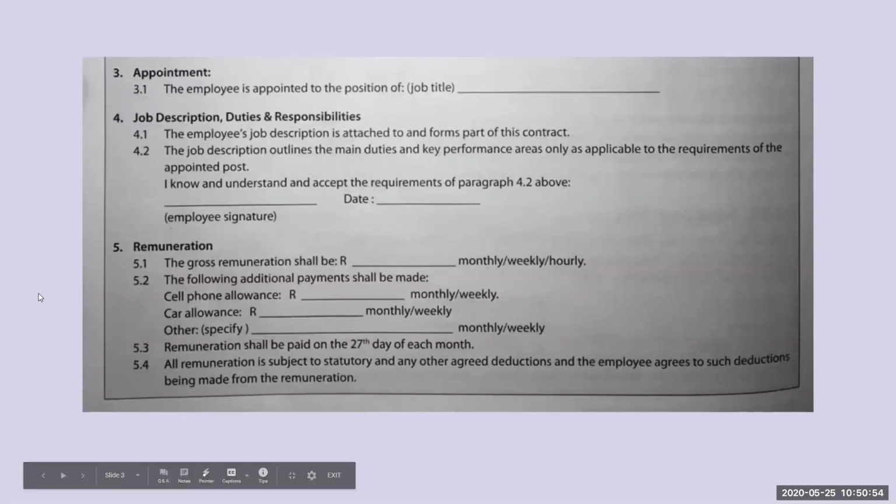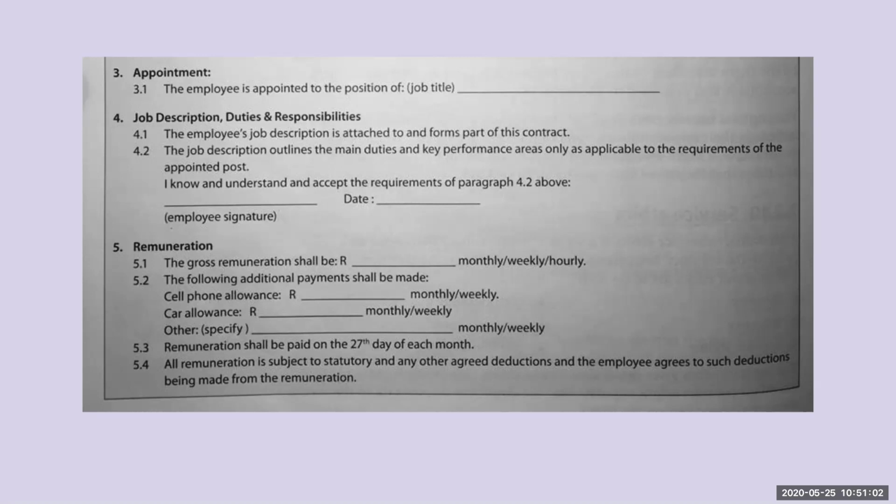Let's continue. Appointment. So this is now the job title. The employee is appointed to the position of, and here's where they will fill in something like air hostess, flight attendant, receptionist, whatever the job might be. Number 4, we have our job description, duties and responsibilities. In this specific contract, it is attached as an annex or an addendum, and you will also be required to sign that you accept that.